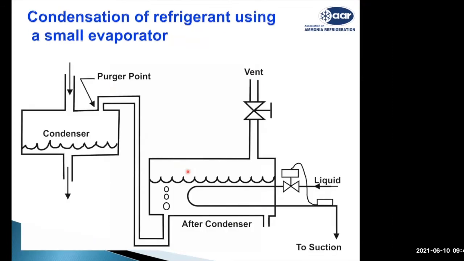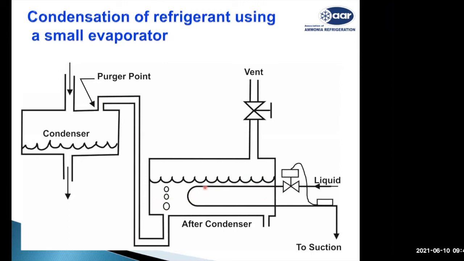The second system uses a refrigerant from the refrigeration system itself. What has been done here is that a small condensing unit, or small heat exchanger, is used, and then from a condenser or your receiver, the purge points are taken, and that foul gas is brought in contact with this heat exchanger. This heat exchanger is fed with a low temperature liquid from the plant.